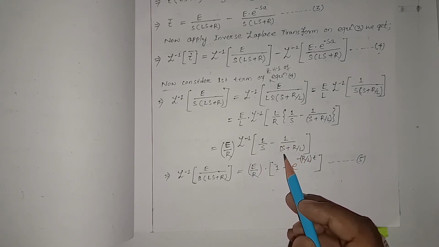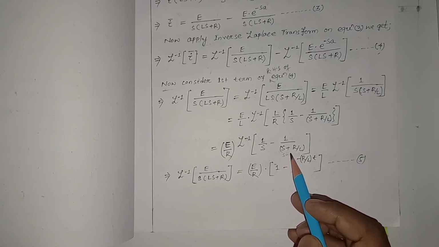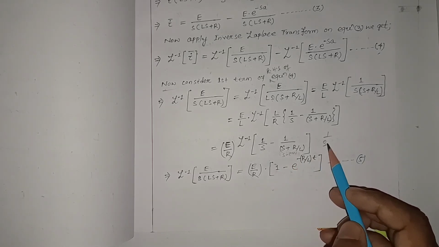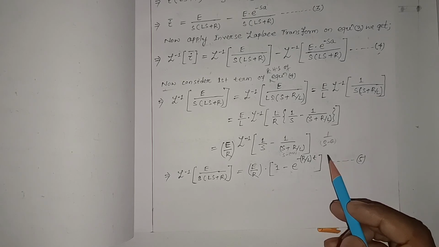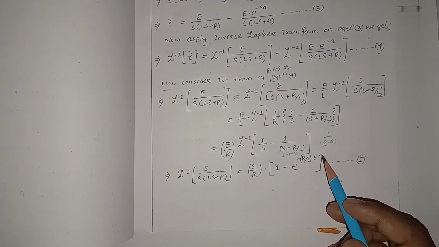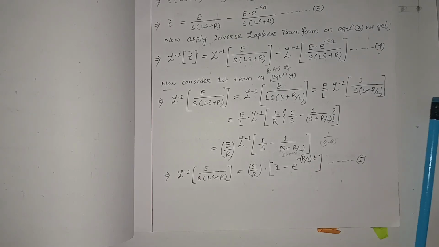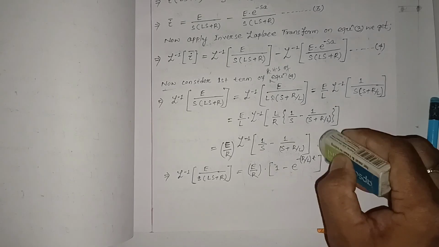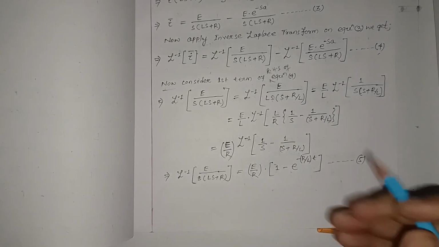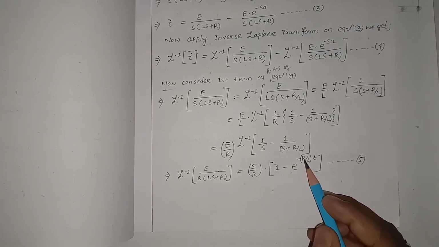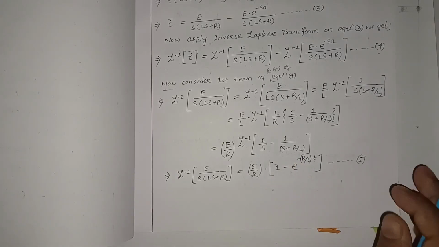So here you can see this is S minus of minus R by L. That means this is in the form of 1 by S minus a, so the answer will be e to the power at. So here a is minus R by L. So the inverse Laplace transform of 1 by S plus R by L will be equal to e to the minus R by L into t. Let this be equation number 5.